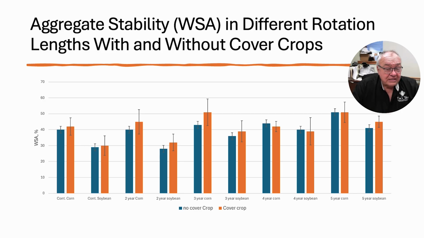But what's interesting is that when we have a perennial crop in there, with red clover or alfalfa, we see that the soil aggregate stability improves both with corn and with soybeans. So by extending the rotation and making it a bit more complex, we can get greater aggregate stability in the soybean rotation phase.